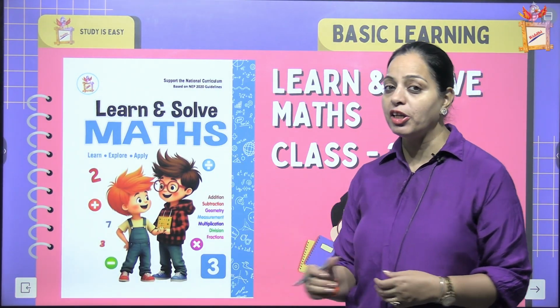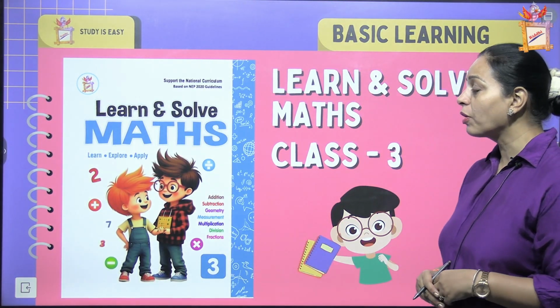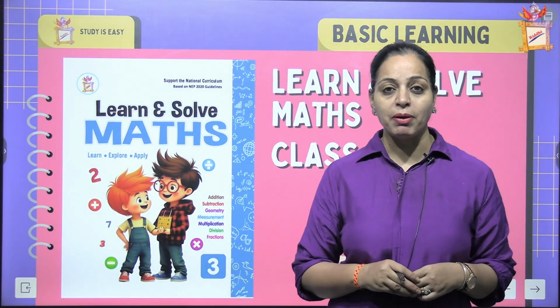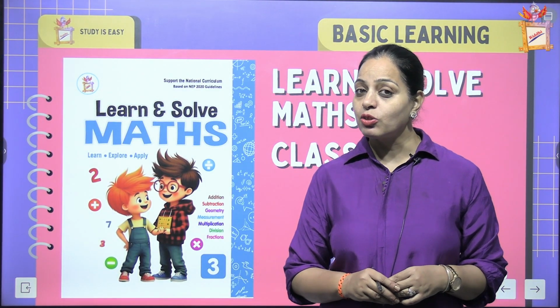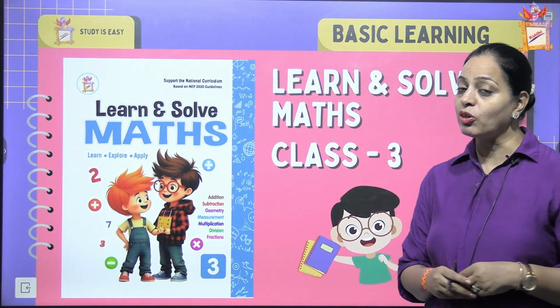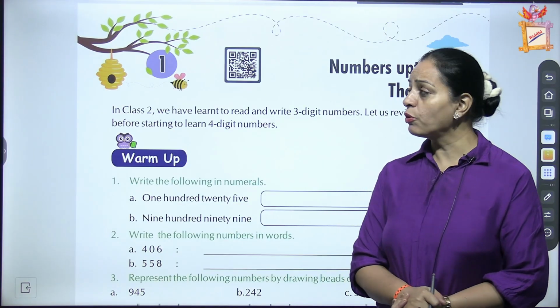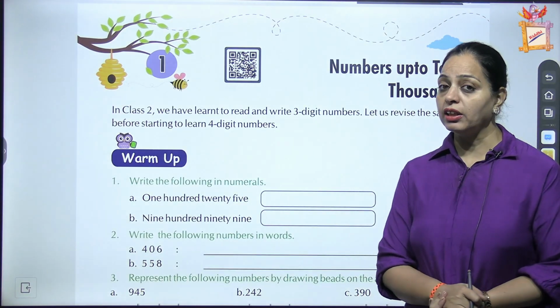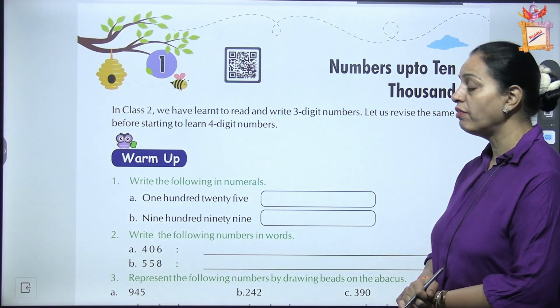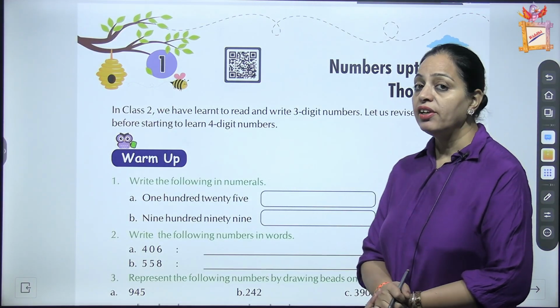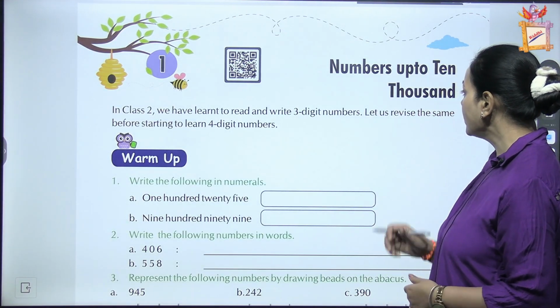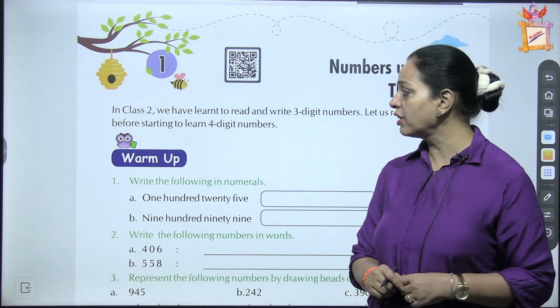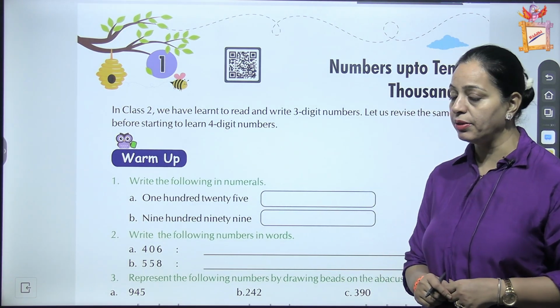This is the cover page of the book. This book is by Children Voice Publication, Riddhi series. Class 3, a very interesting book. So let's start. Chapter 1, numbers up to 10,000. In class 2, we have learned to read and write 3-digit numbers. Let us revise the same before starting to learn 4-digit numbers.